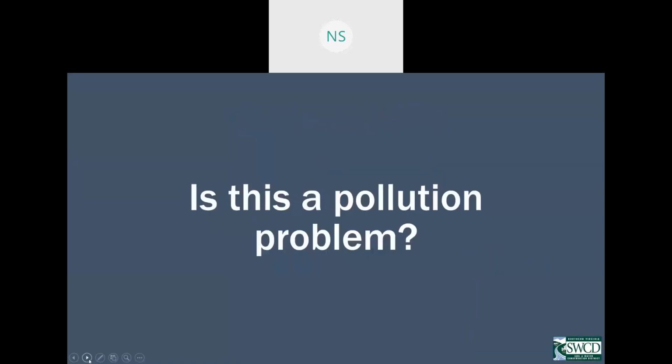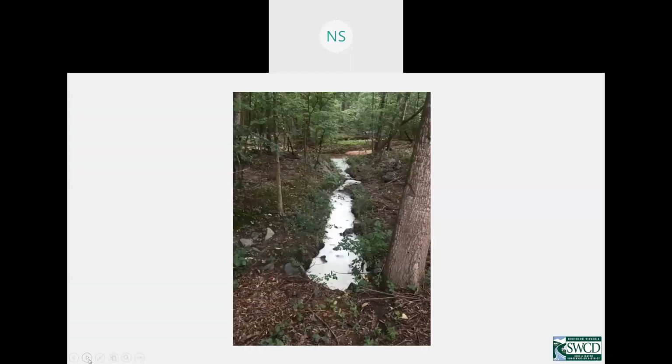So I have a couple of pictures for you. We're going to see whether or not they represent a pollution problem. Is this a pollution problem? So you can let me know what you think, or I'll go ahead and give it a guess.